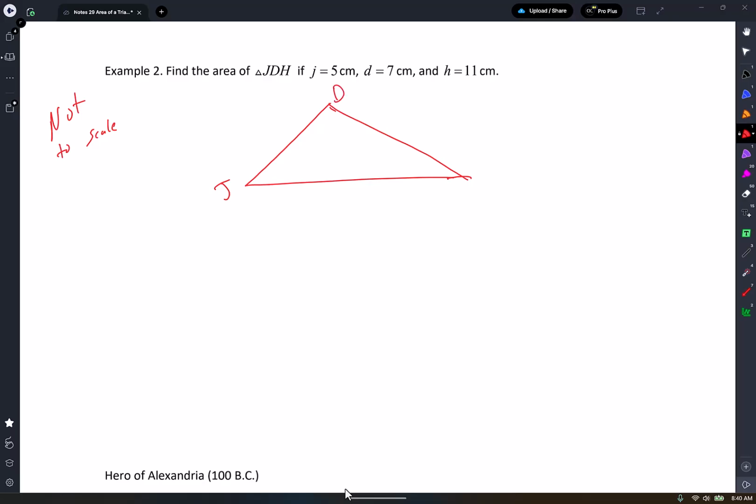JDH. Angle J creates little j. This is 5, so little j, 5 centimeters. Angle D creates little d, so this is little d, 7 centimeters. And angle H creates little h, this is little h, and that's 11 centimeters.